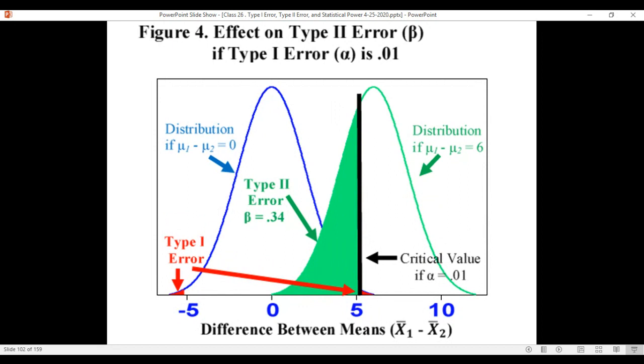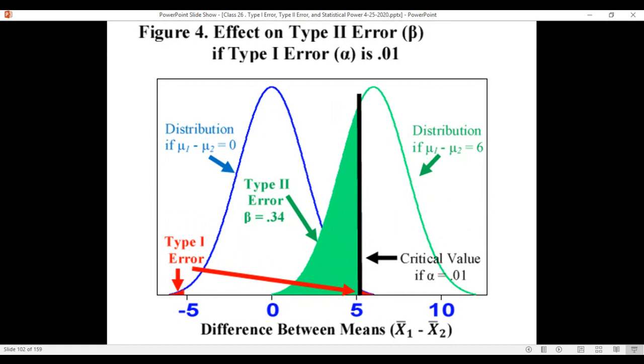So here's the moral. By setting alpha at 0.01, the researcher reduces type 1 error, the red part. But setting alpha at 0.01 causes type 2 error, that is the green part, to increase. As this slide shows, if the researcher sets alpha at 0.01, then beta becomes 0.34. This means that about 1/3 of the time, the researcher will make a type 2 error. Remember, because beta is equal to the probability of making a type 2 error.